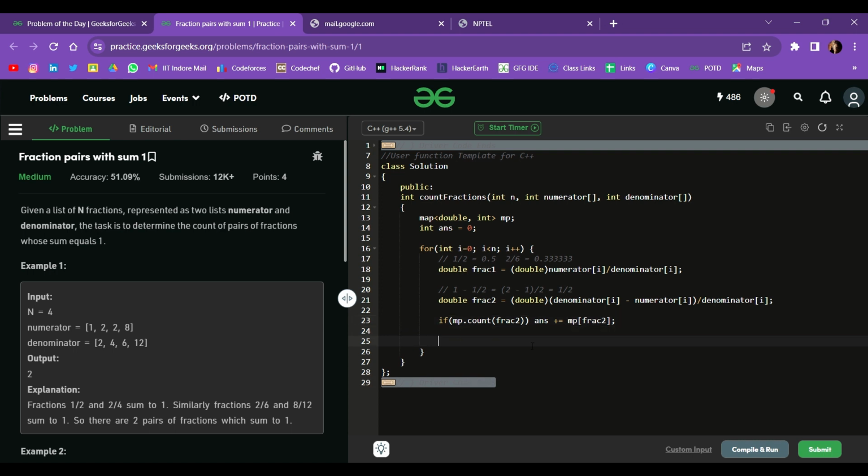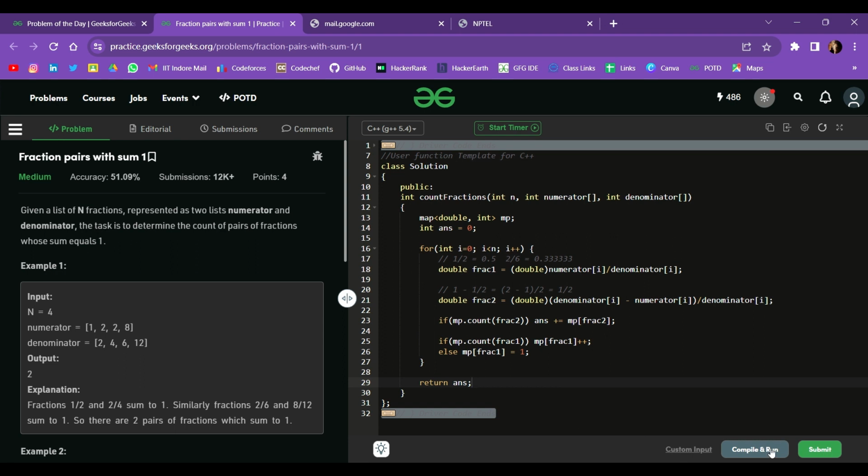Now we also need to store this fraction 1 into our map, since we just encountered it. So if it is already present in our map, then we will just increase it by 1, else we will make it equal to 1. Fine. Now at the end we will finally return the answer.